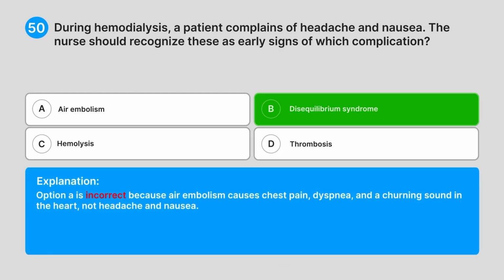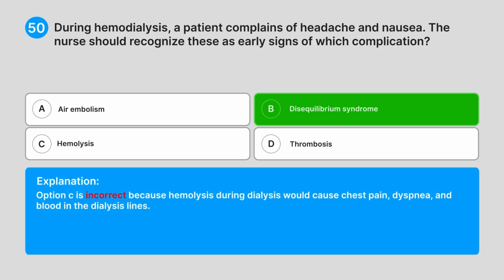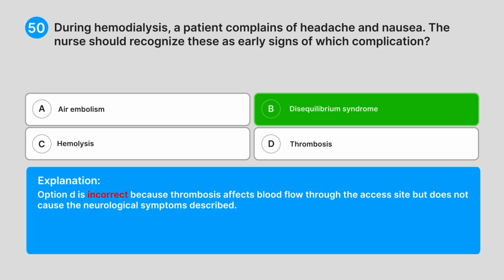Option A is incorrect because air embolism causes chest pain, dyspnea, and a churning sound in the heart, not headache and nausea. Option C is incorrect because hemolysis during dialysis would cause chest pain, dyspnea, and blood in the dialysis lines. Option D is incorrect because thrombosis affects blood flow through the access site, but does not cause the neurological symptoms described.